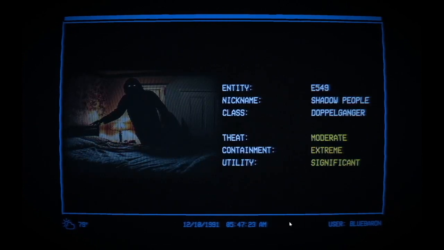Entity E549. Nickname, Shadow People. Class, Doppelganger. Threat, Moderate. Containment, Extreme. Utility, Significant.